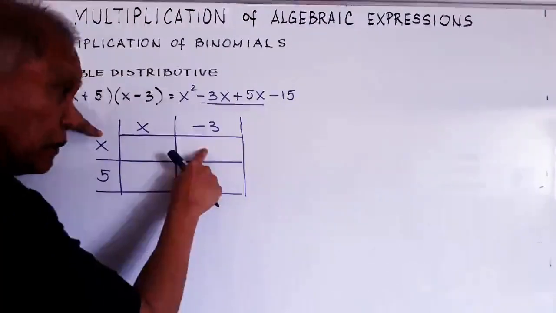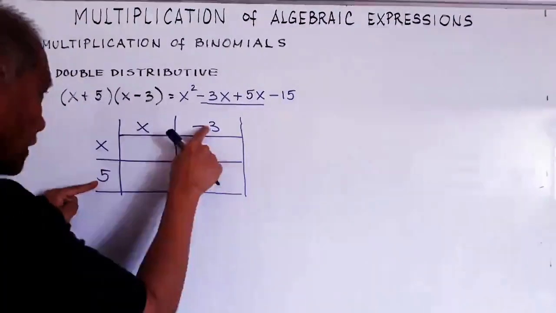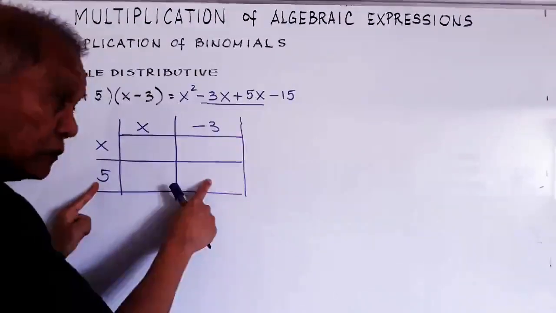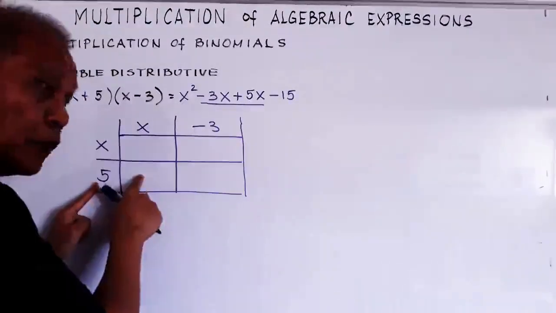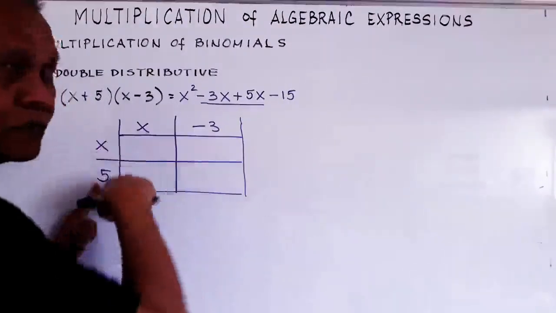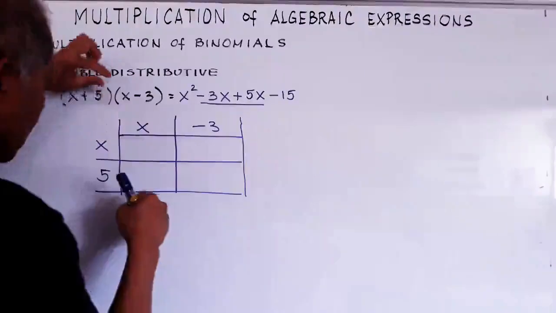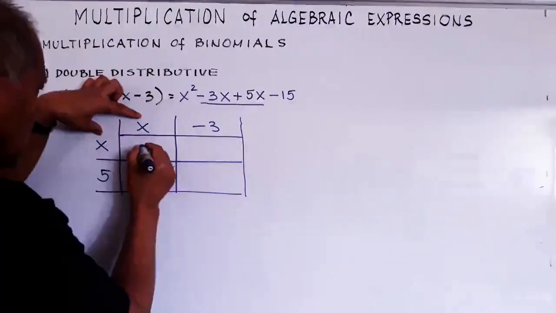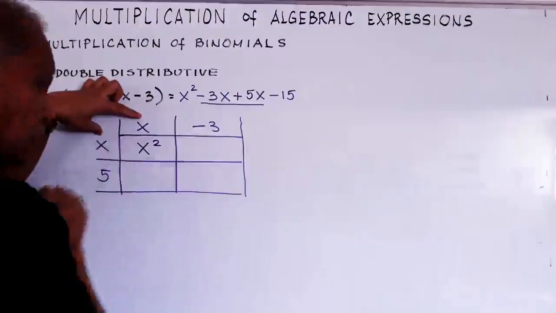Then put your answer here. If I start with the 5 times negative 3, then I can put my answer here. It's fine also. You can start 5 times x, put my answer here. So you can start anywhere if you are in the box method. So I'm going to start with the first one. 1 times 1 is 1. X times x is x squared.